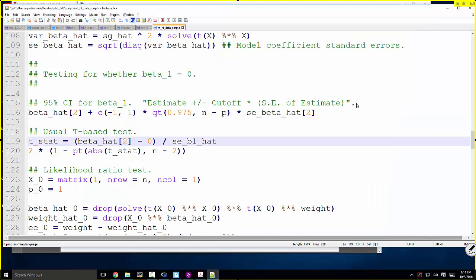Here is the t statistic that would apply if we wanted to test whether beta 1 is equal to 0. So I have estimate minus null value divided by standard deviation of estimate. Beta hat is a vector of length 2, so the second one is beta 1. Subtract off 0 because I want to test whether beta 1 equals 0, and then divide by the standard deviation of beta 1.